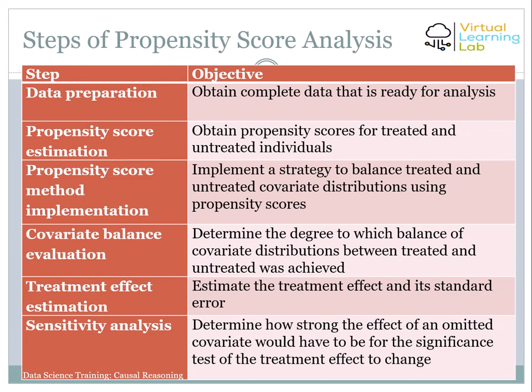So propensity score analysis is a multiple step method. There are 6 steps, starting with data preparation. You estimate propensity scores, you implement the propensity score method, which would be matching, weighting, or stratification. Those are the most common. Then you evaluate covariate balance between treatment and control group. This step is your measure of success of removing selection bias. Then you estimate your treatment effect of interest and perform a sensitivity analysis to understand the robustness of your control for selection bias.